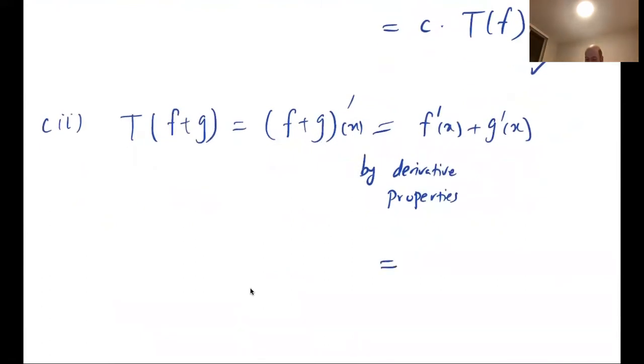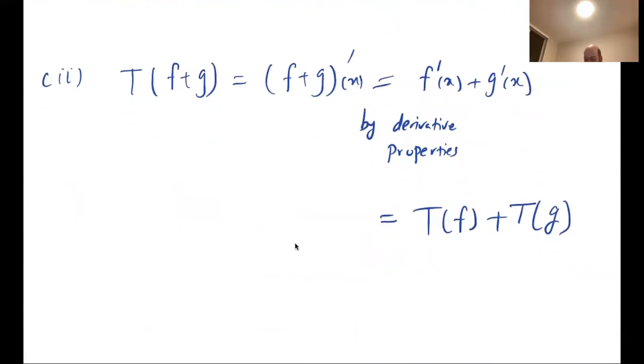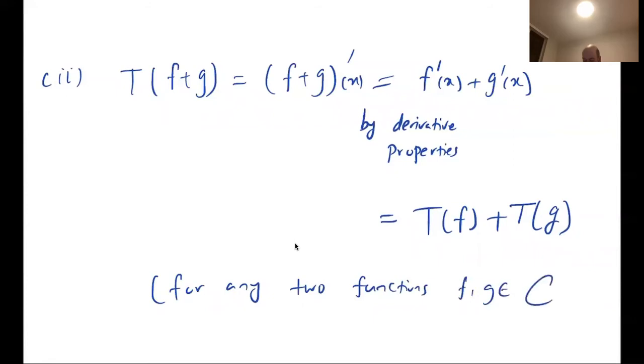And this is the same as T of F plus T of G. The derivative of F plus G, we know from Math 113, is F prime plus G prime. Now F prime is T of F and G prime is T of G. And this is true for any two functions F and G in C.